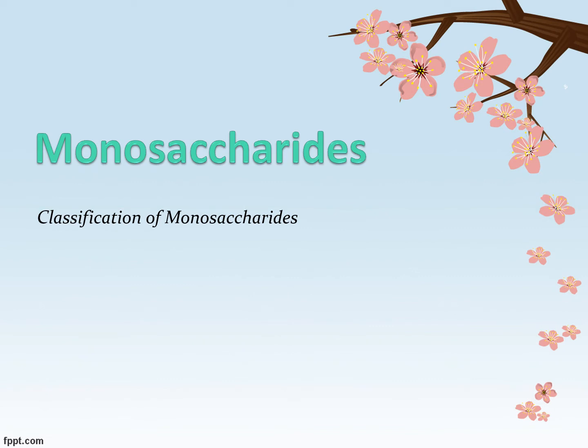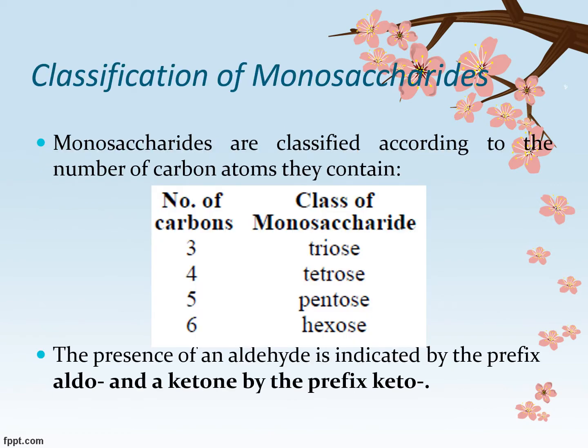Next, we move on to the classification of monosaccharides. So monosaccharides are classified according to the number of carbons in the monosaccharide. So if you have 3 carbons altogether, it's called triose. Okay, 4 is tetrose, 5 pentose, 6 hexose, and so on. Okay, 7 heptose and so on.